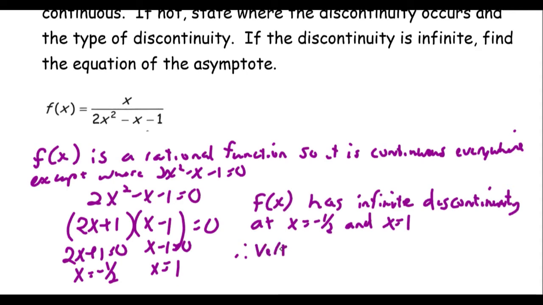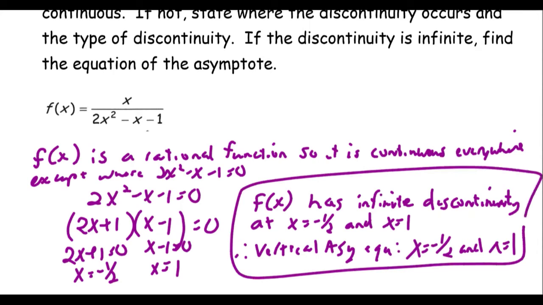Vertical. And then they also said, if it's an infinite discontinuity, find the equation of the asymptote. So what are the vertical asymptote equations? Like the equations of those two vertical asymptotes. They're right there: x equals negative 1/2 and x equals 1. Yes, it's already there. Not too hard.